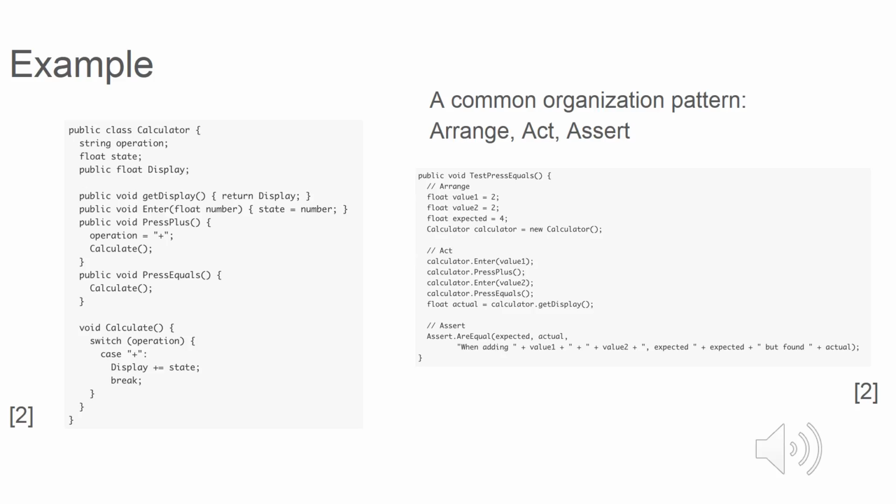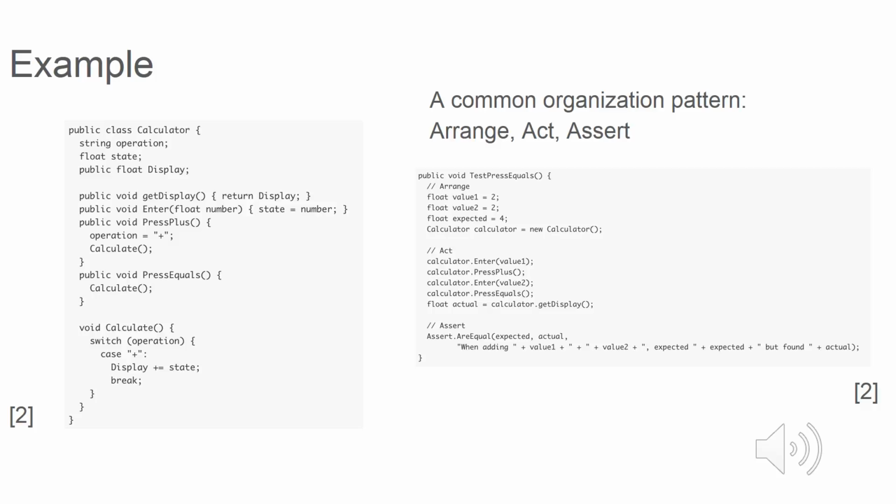So let's look at an example of a unit test. Here we have a calculator class with a few functions to add some numbers together. We want to ensure that the calculator functions properly. In this case, that means that it can correctly add numbers together. On the right-hand side, we can see an example of a unit test. This test tests the calculator class to ensure that when the user enters a 2, a plus sign, another 2, and then an equal sign, the calculator displays 4.